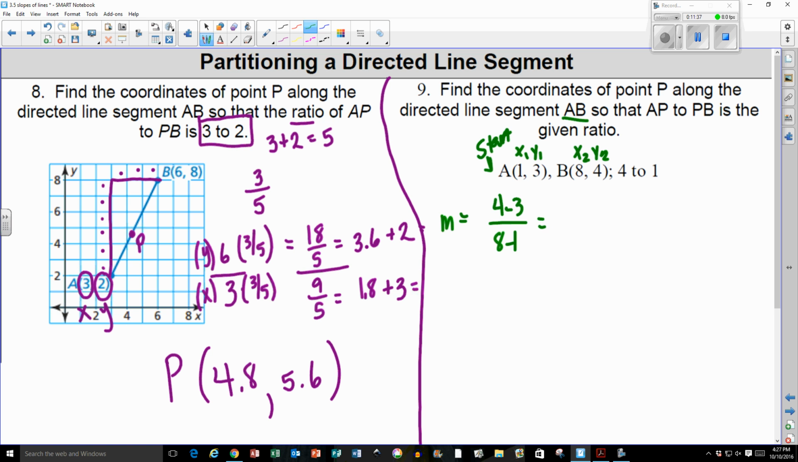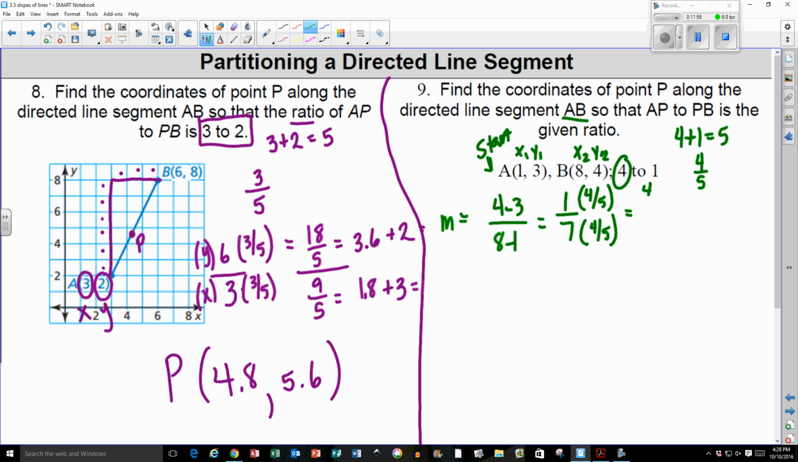So we get 1 over 7. Well, now that I've got 1 over 7, I'm going to multiply the top by the fraction. So how many parts are there? 4 plus 1 is 5 parts, and I'm going 4 parts in. So my fraction is 4/5. So we're going to multiply by 4/5 here and here.